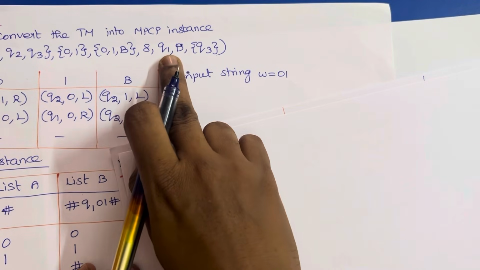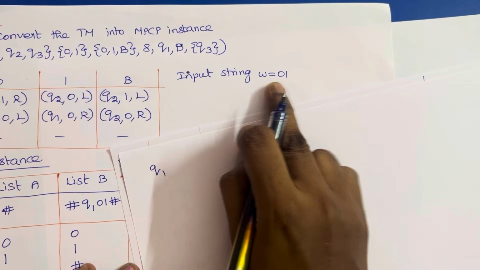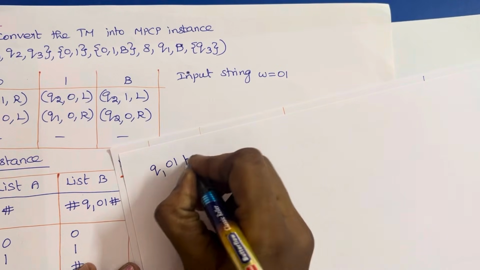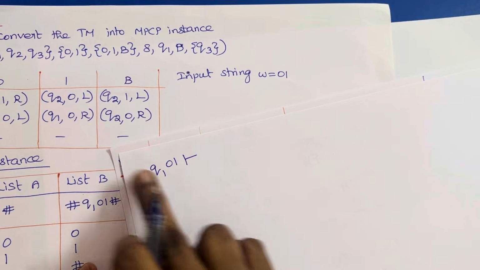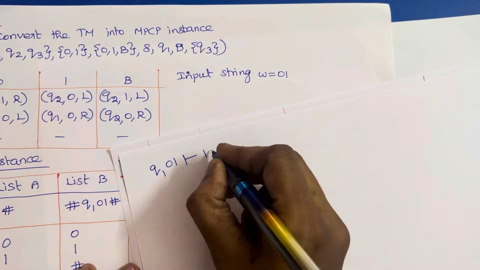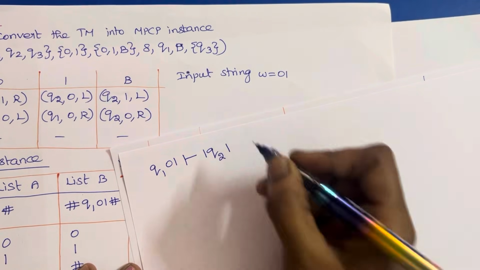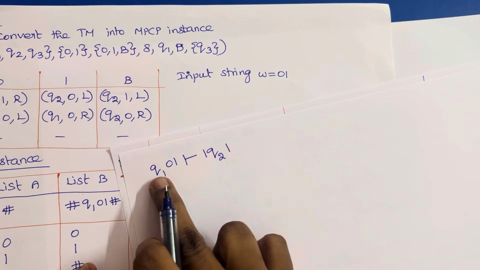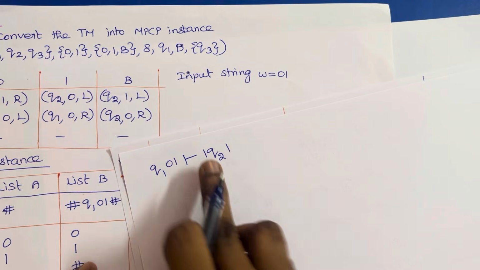By using instantaneous description we can check this. So the start state is Q1 and the input string is 0 1. So Q1 0, Q1 0 means move is right move and 0 is replaced by 1. Move is right move, and the state is changed to Q2, then the symbol is 1, right? Move is right move, so we have moved the state 1 symbol right, and the state changed to Q2, 0 is replaced by 1.